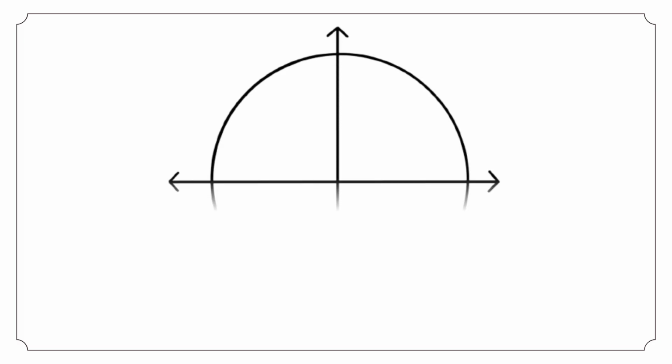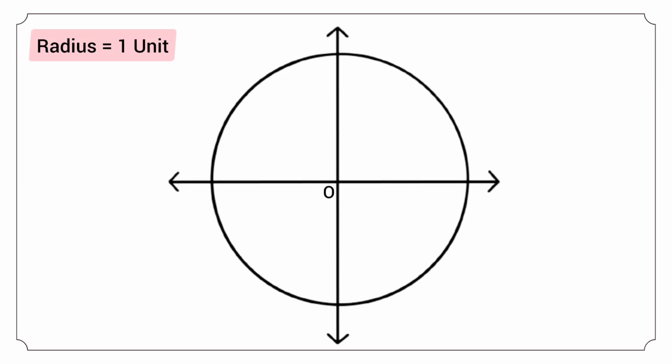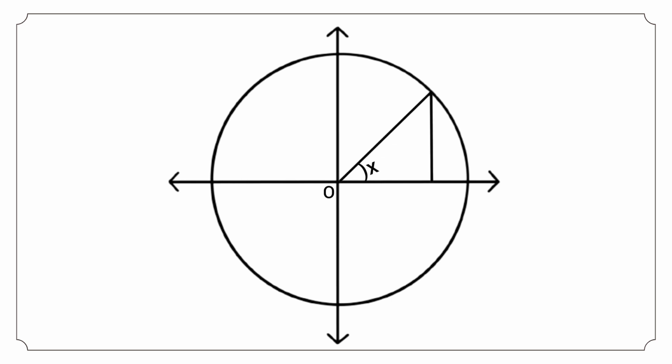So let's imagine we have a circle with a radius of 1 unit. Now, draw a line from the center of the circle to a point on the circle. This line forms an angle of x radians with the horizontal axis. We can also see that the length of the vertical part of the line is sine x and the length of the horizontal part is cosine x.